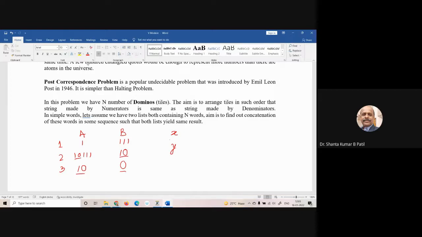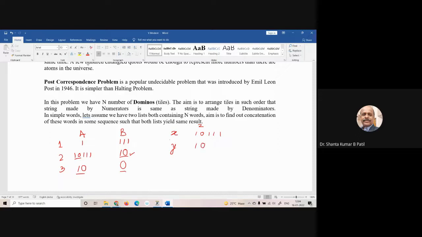So you can start X with the second pair, and Y also with the second pair. The numerator string is made up of A, and the denominator string is made up of B. If you take the second pair, X is 10111, whereas the denominator should be the second one only, which is 10.